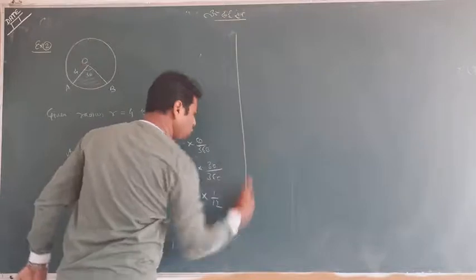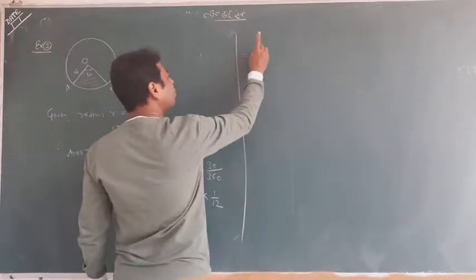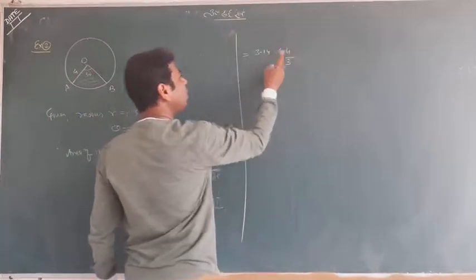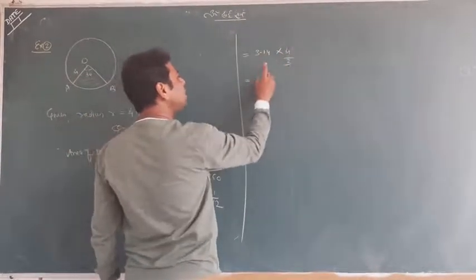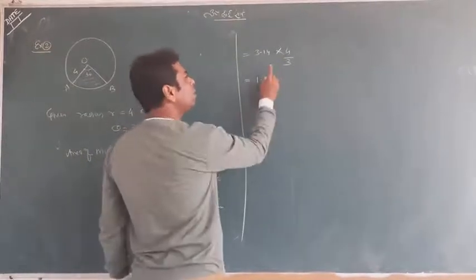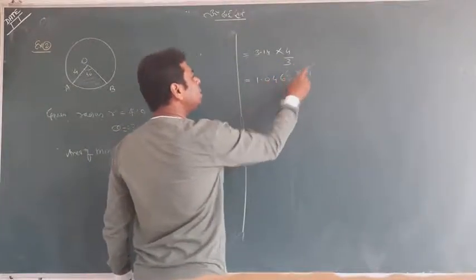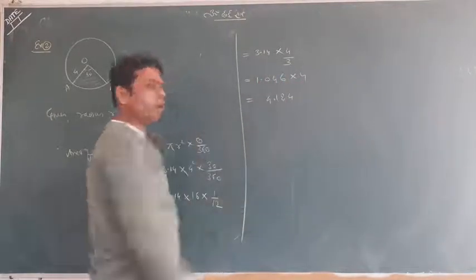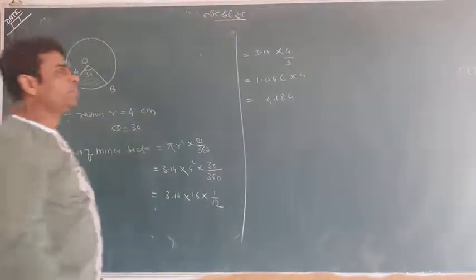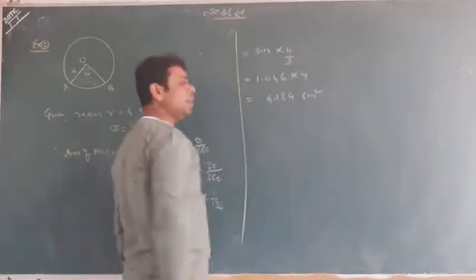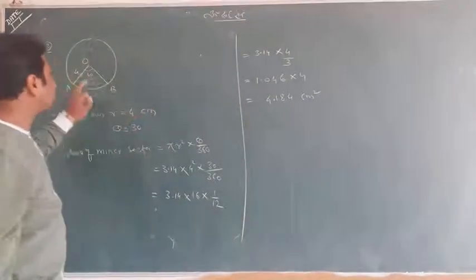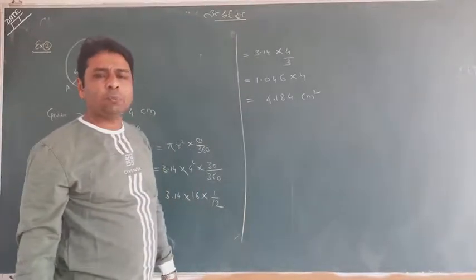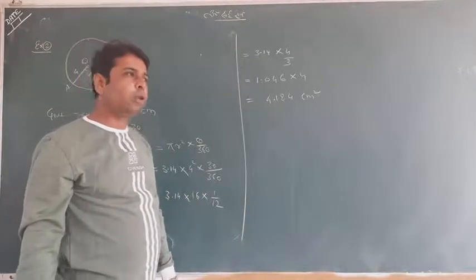So the answer I would give is 3.14 into 16 upon 12, cancelling by 4: 4 3s are 12. Approximately 3 ones are 3, 3 fours are 12, 3 sixes are 18. This is the approximate answer, students. We have got 4.184 square centimeter. It is the approximate area of the sector. Now we are told to find the corresponding major sector. So this is also easy.